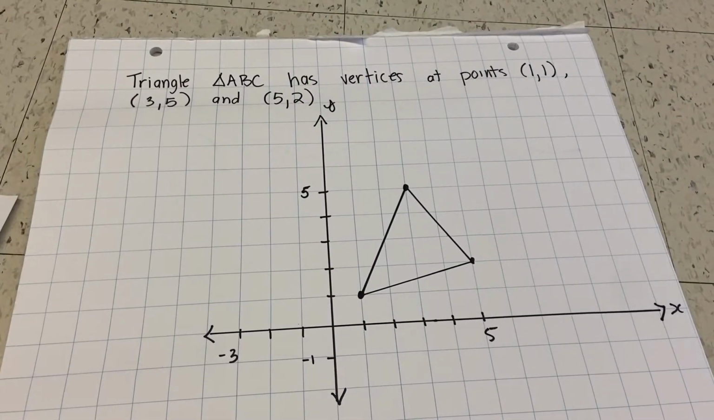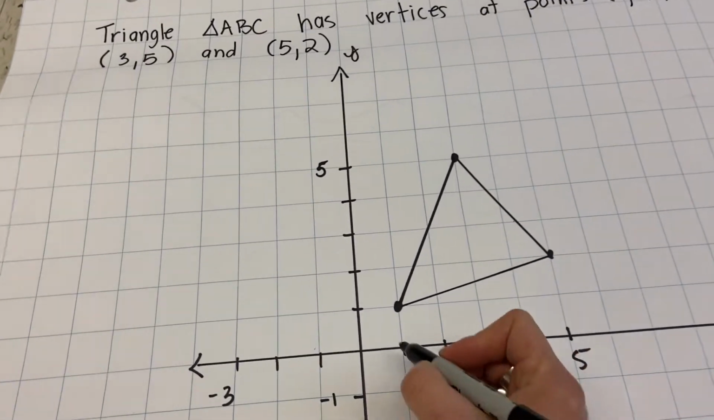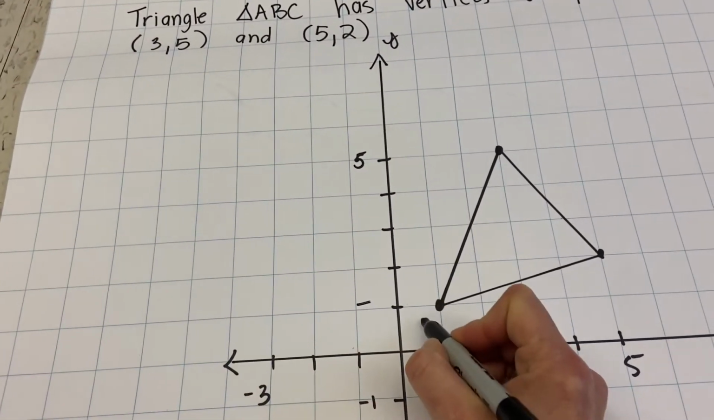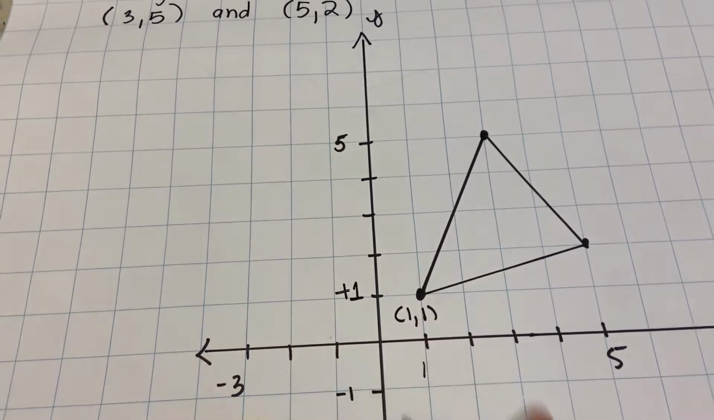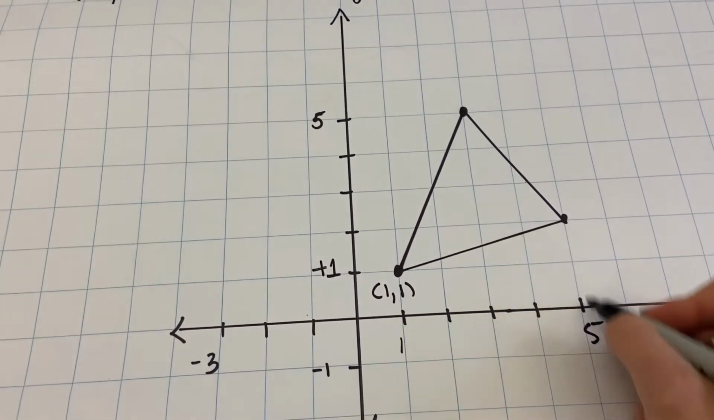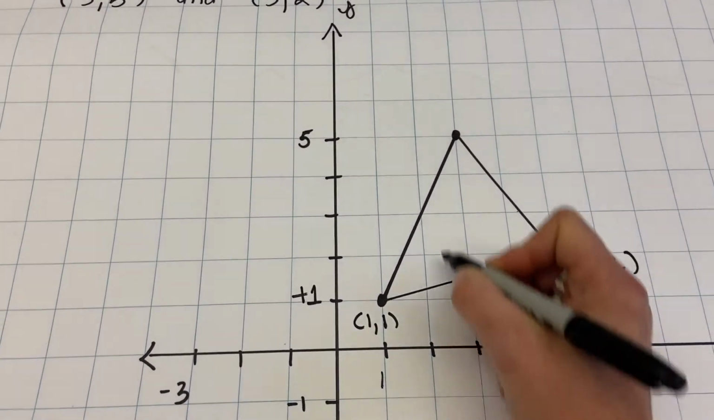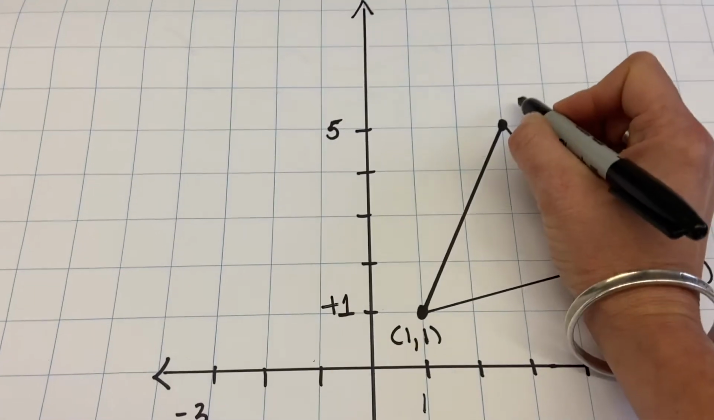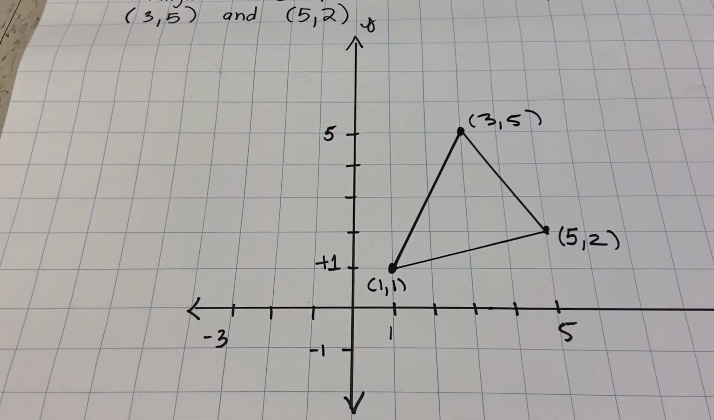I've drawn the example on chart paper. So here we have (1, 1). This is 1 and this is 1. So this point right here is (1, 1). I should say this is plus 1. And then this point right here is (5, 2). And this point up here is (3, 5). And we can do some great math with this.